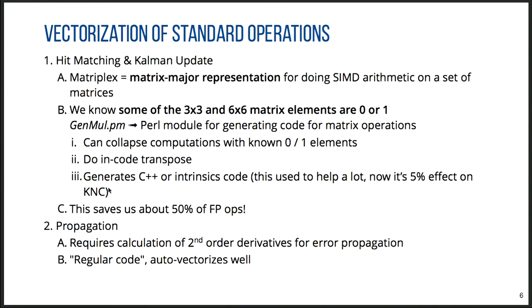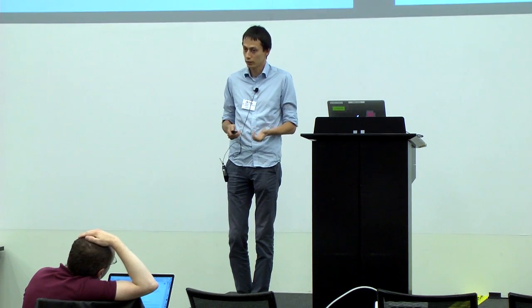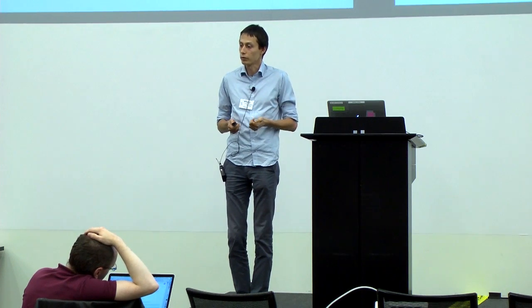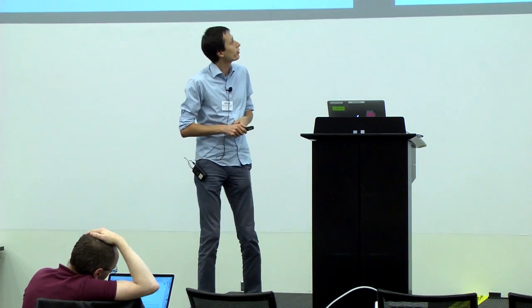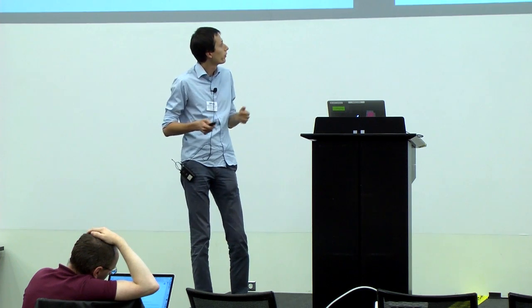So initially there was a Perl script where you can say you're going to operate on 3 by 3 or 6 by 6 matrices, and it generates C++ or intrinsics code to work with these kinds of matrices. This was done initially because the Intel compiler couldn't do it very efficiently, but that's more or less gone. The compiler does a very good job now. And we also know that some elements of these matrices can be 0 or 1.